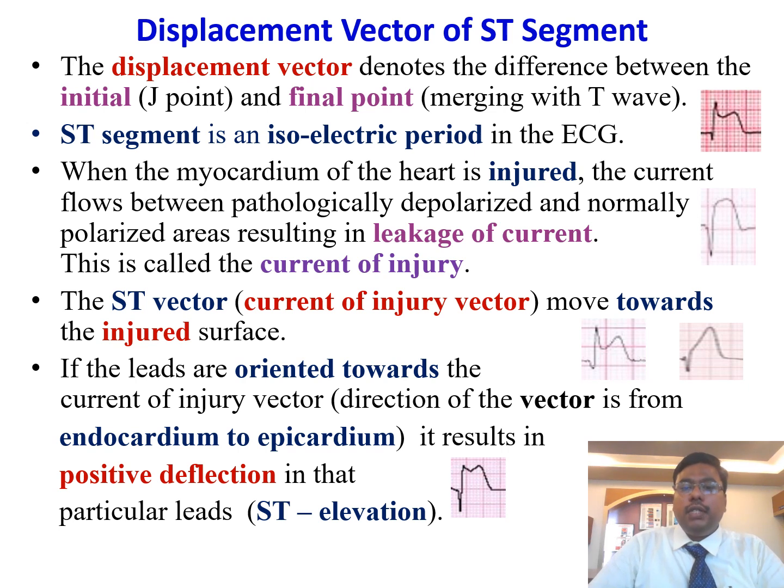When the myocardium of the heart is injured, it results in leakage of current. This is called the current of injury. The ST vector, the current of injury vector, moves towards the injured surface. If the leads are oriented towards the current of injury vector, it results in positive deflection. It results in ST elevation because the direction of the vector is from endocardium to epicardium. So some of the ST elevations are shown here.